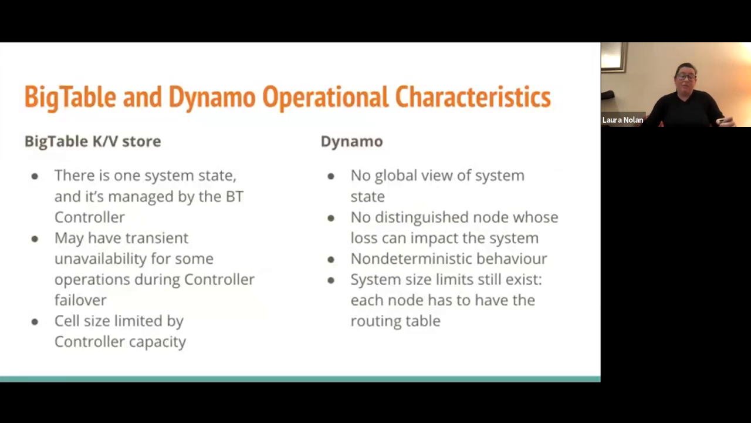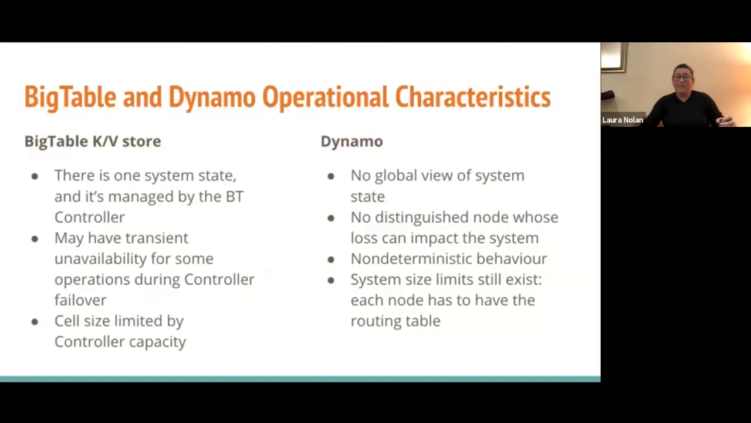In Bigtable, you have one system state, and it's managed by the Bigtable controller. If your Bigtable controller fails, you're going to have potentially a little bit of unavailability for some seconds while the next controller comes up. It'll need to get a lock in the Chubby consensus database. Your cell size is going to be limited because eventually you're going to get to so many tablets and so many tablet servers that your controller is going to get overwhelmed. So there is a limitation here.